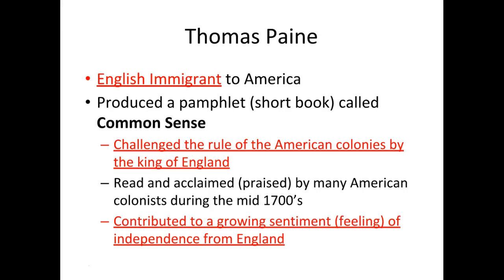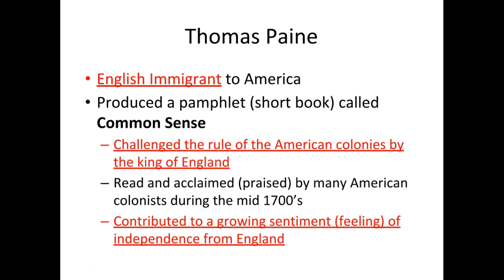Thomas Paine was another big influence on the Declaration of Independence. He was an English immigrant who did immigrate to America. He wrote a pamphlet called Common Sense. Another word for pamphlet is short book. And he challenged the rule of the American colonies by the King of England. Essentially he said, what right does the king have to rule us? It was read and acclaimed by many American colonists during the mid-1700s.